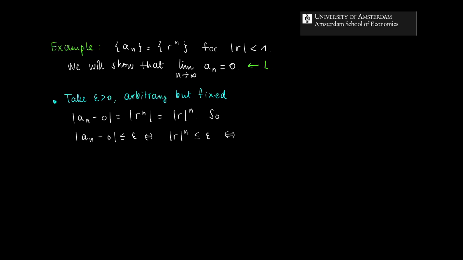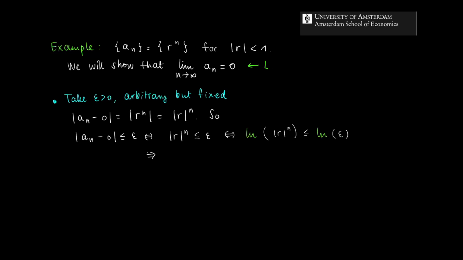Okay, but now, since the absolute value of r is a positive number and epsilon is a positive number, we can take logs on both sides. And the reason that we want to do it is that we want this exponent n to come down. So what we do is we take the natural logarithm on the left hand side, and on the right hand side we take the natural logarithm.